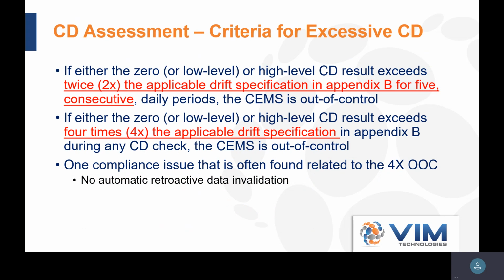This is the criteria for excessive calibration drift. This is when the CEMS is considered out of control or the data is invalid. So you have twice the applicable specification for 5 consecutive days. Again, if we use NOx, let's say your NOx is 5.5% one day, you've gone out, made an adjustment, and did a subsequent calibration drift check. The next day you do a calibration drift check and it's 5.8% off. As soon as you exceed 5% for 5 days in a row, at the conclusion of that last calibration drift check, the data is considered out of control or invalid, so you can't use it to comply with your emissions requirements.